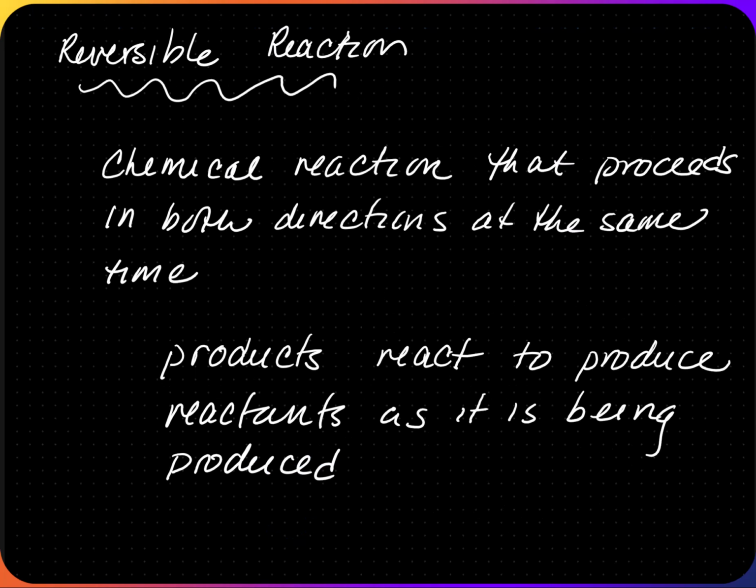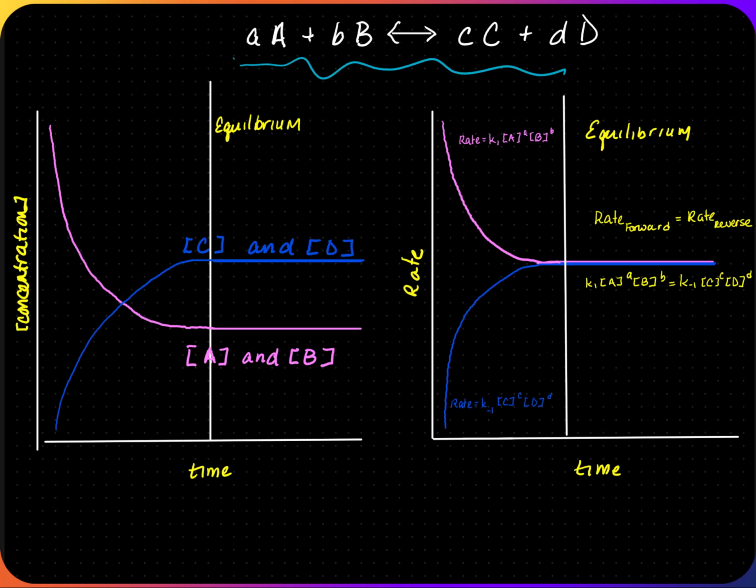A reversible reaction is a chemical reaction that proceeds in both directions at the same time. Products react to produce reactants as they are being produced. If we have the following equation in which the capital letters A and B represent the reactants, capital C and D represent the products, and the small letters a, b, c, d represent the coefficients of the balanced reaction, we're going to say that this equation is going to reach equilibrium, represented by this double-headed arrow.